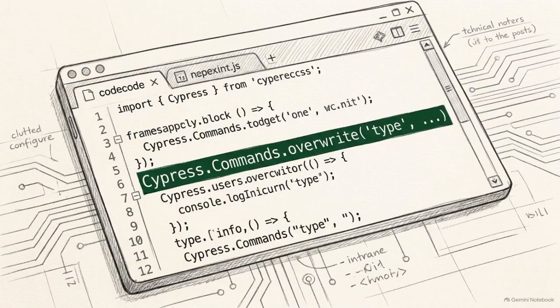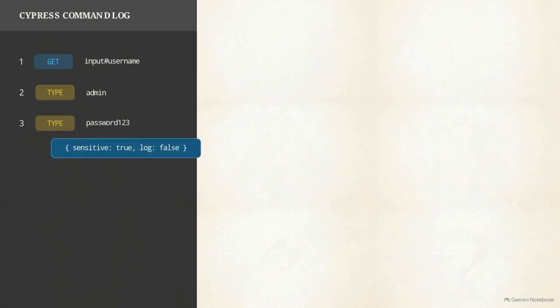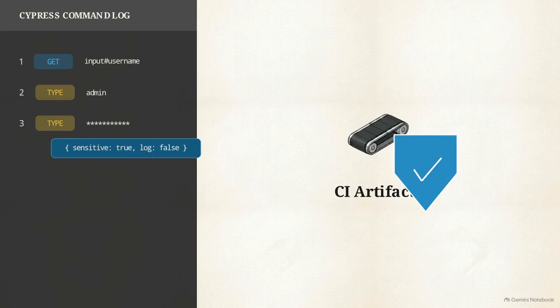You also have the ability to modify default Cypress behavior using the Cypress.Commands.overwrite pattern. A critical security use case is overriding the default .type command. By passing a sensitive flag and disabling the log output, you can explicitly mask passwords in the UI logs so they are never captured in CI artifacts.